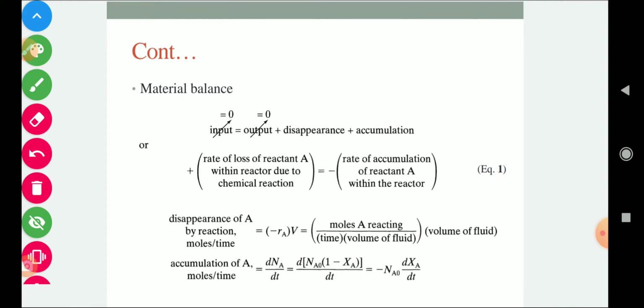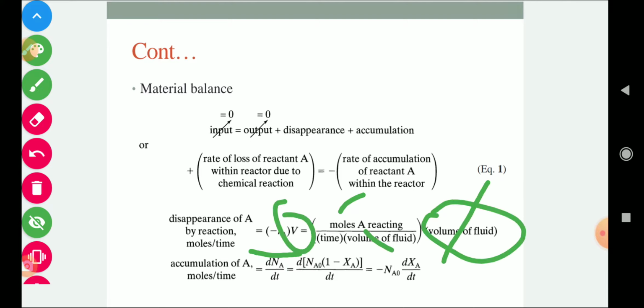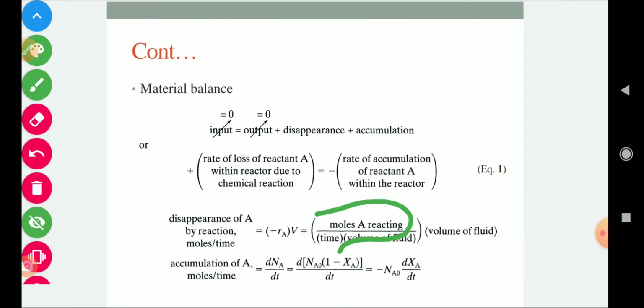So the rate of disappearance will be equal to the reactant disappearing due to chemical reaction. So disappearance will be equal to minus Ra into V. The unit of Ra is mole per unit time per unit volume. So if we multiply it by volume, then the volume term will be cancelled out, and we will have moles of A reacted per unit time. So this will give the disappearance of A with respect to time, moles of A disappearing per unit time.